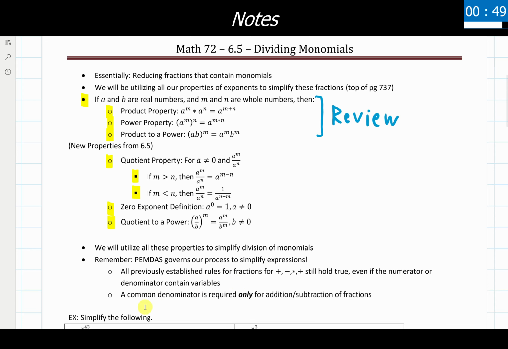That also means that we need to have a common denominator only for adding and subtracting fractions. A lot of people get the idea that we need the common denominator for multiplication and division as well. Just as a reminder, a common denominator is only required for addition and subtraction with fractions.